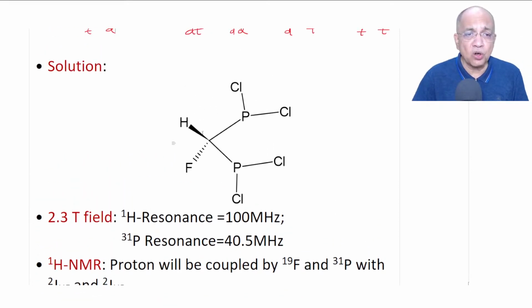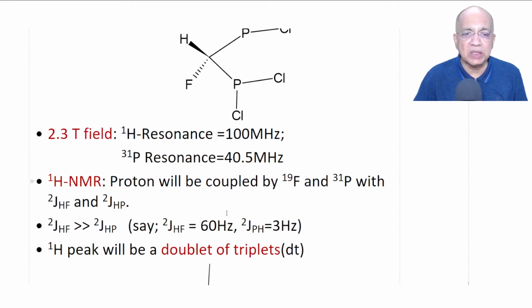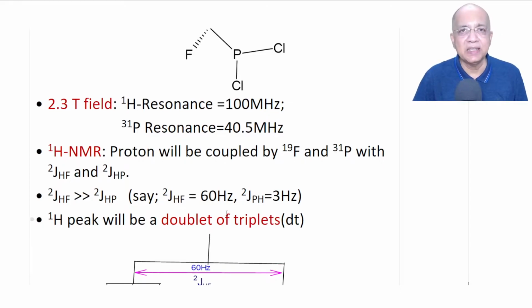Now, let us first talk about the proton NMR signal. This proton is coupled with fluorine as well as the two phosphorus atoms, and the coupling constant is called J2. If you do not remember, the J2 value of hydrogen-fluorine coupling is very high, and phosphorus-hydrogen is very low, just the opposite. J2HF is about 40 to 60, 70, 80, 20 to 80.